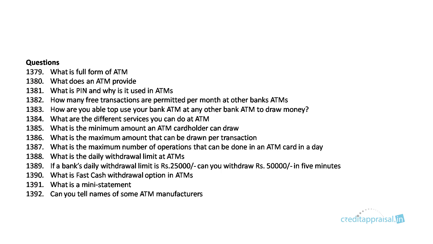What are the different services you can do at an ATM? We discussed this. What is the minimum amount that an ATM card holder can draw? What is the maximum amount that can be drawn per transaction? What is the maximum number of operations that can be done in a day? What is the daily withdrawal limit at ATMs? This is not a standard figure. This varies from bank to bank. Daily withdrawal limit you have to check with your bank. If a bank's daily withdrawal limit is 25,000, can you withdraw 50,000 in 5 minutes? Yes, you can. We discussed this. What is meant by fast cash? What is a mini statement? Can you tell names of some ATM manufacturers?